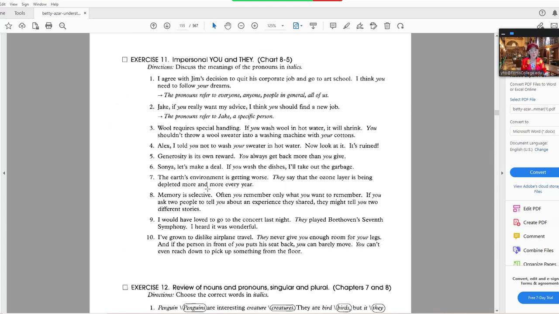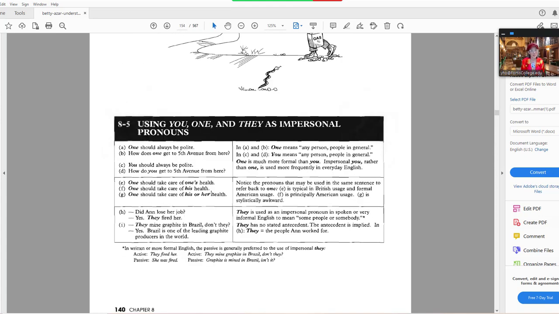Okay, using "one" and "they." One is the most impersonal of all the pronouns. If you want to talk in very formal English, then instead of saying "I went to the theater," you would say "one went to the theater." Instead of saying "we went to the store," you would say "one went to the store." So when you replace first and second person with "one," you're creating a more formal English.